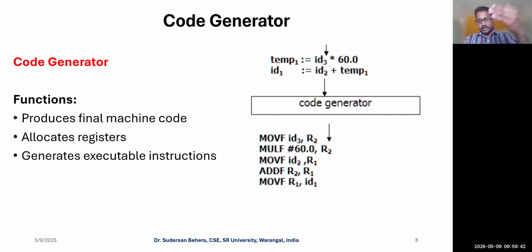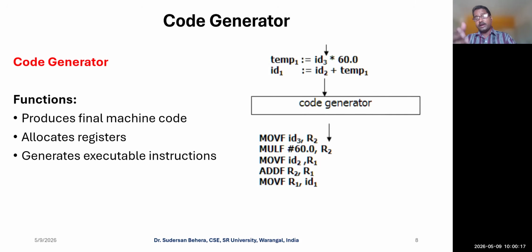This 3 address code is again passed as an input to the code optimizer. It eliminates redundancy, duplicacy, and it speeds up the code by optimizing it. The major focus of the code optimizer is to see how the memory usage can be less and how the speed of the program can be improved.